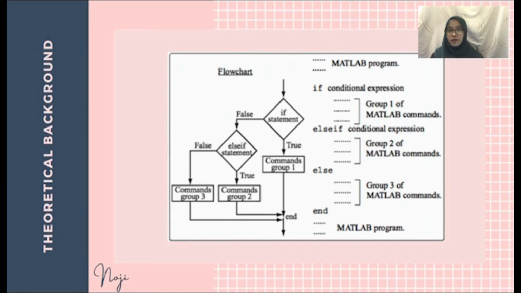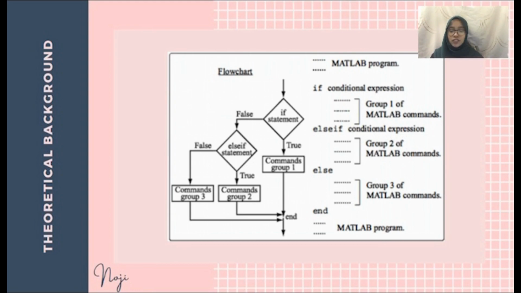So first today I'm going to explain the theoretical background for our mini project. As mentioned just now, we are going to use the if, else if, else, end structure, which actually includes 2 conditional statements, the if and else if, that make it possible to select one out of 3 groups of commands for execution. The first line is an if statement with a conditional expression. If the conditional expression is true, the program executes group 1 of commands between the if and the else if statement, and then skips to the end.